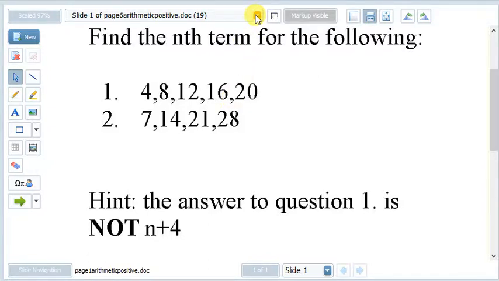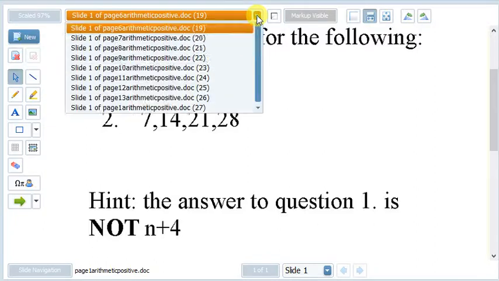Hint, the answer to question 1 is not n add 4, because if we were choosing our first term in the sequence, it would be 1 plus 4 equals 5, which is not the same as 4, the first term in the sequence. Okay, so just pause the video and have a go.